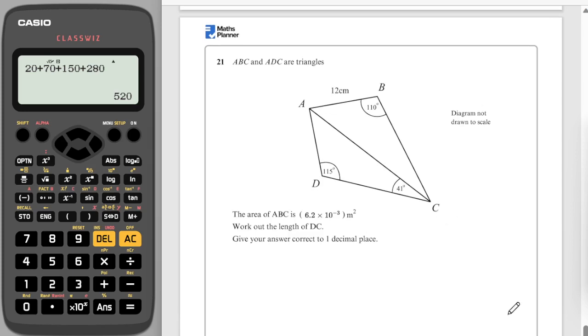Okay, question 21. So ABC and ADC are triangles. The area of ABC is 6.2 times 10 to the minus 3 metres squared. So we've actually got a difference of units here and here. Work out the length of DC. So if I call that x, we can start to plan. So we're given the area.